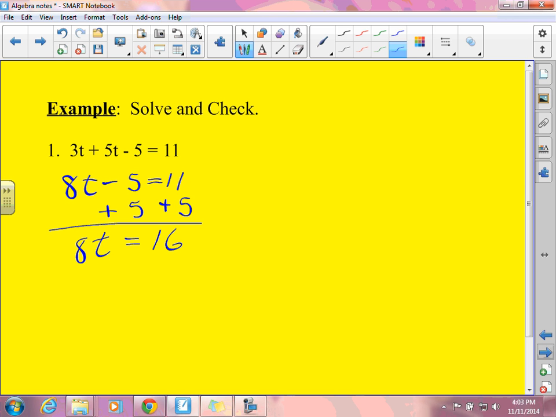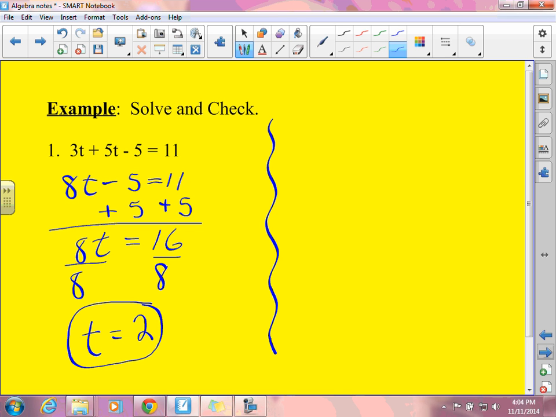To get t by itself now, we're going to divide, and we divide by the number in front of your variable. So I'm going to divide by 8. So our answer is t equals 2. I go ahead and I circle it. Notice that I'm working up and down, just like we did with hands-on equations. There's nothing different.